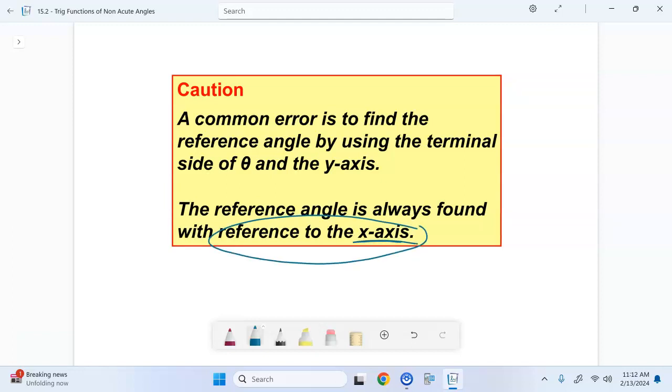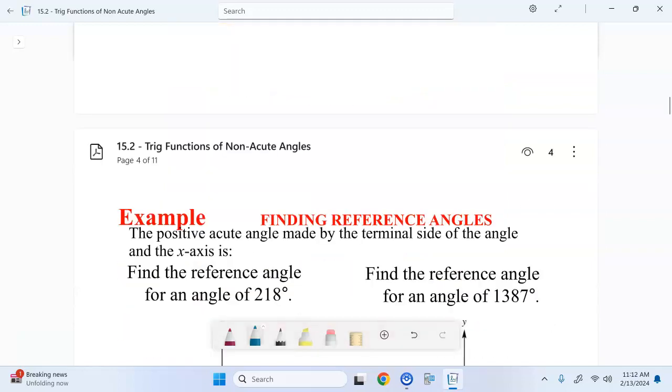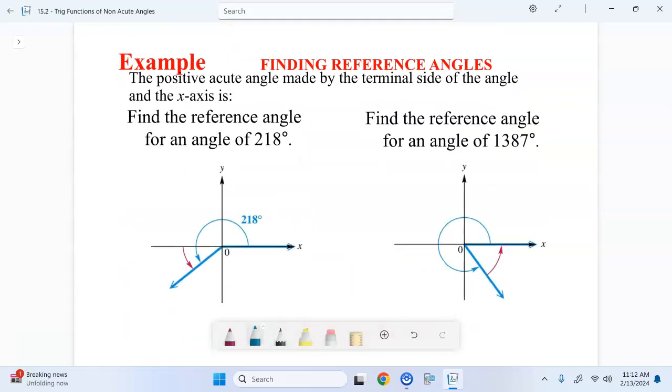Not the y-axis, the x-axis. When we're drawing triangles, we always draw it to the x-axis. So it's always in reference to the x-axis. First thing we'll do is practice finding reference angles. And later on, when we're using them to find trigonometric function values, we're going to be finding some common values over and over again. There's going to be a lot of repetition.